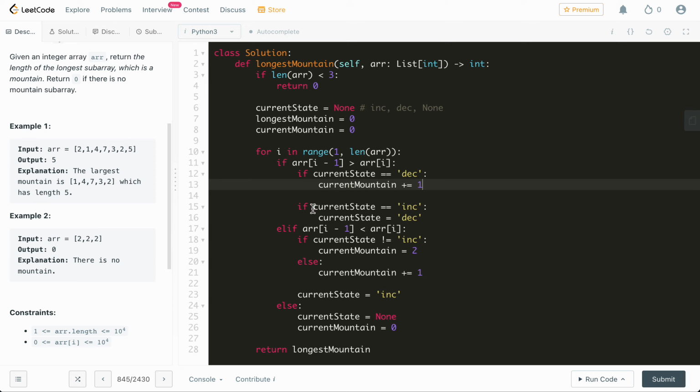What about this state? What if we came from an increasing state? Well, if we came from an increasing state, that would also constitute another step being added to our current mountain. So we can also say our current state is equal to increasing. So if current state is decreasing or it's increasing, we're going to add: current mountain plus equals 1. How do we set our longest mountain?